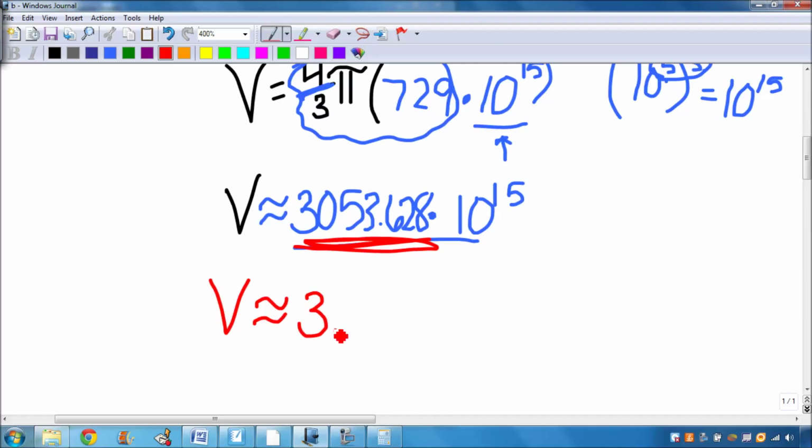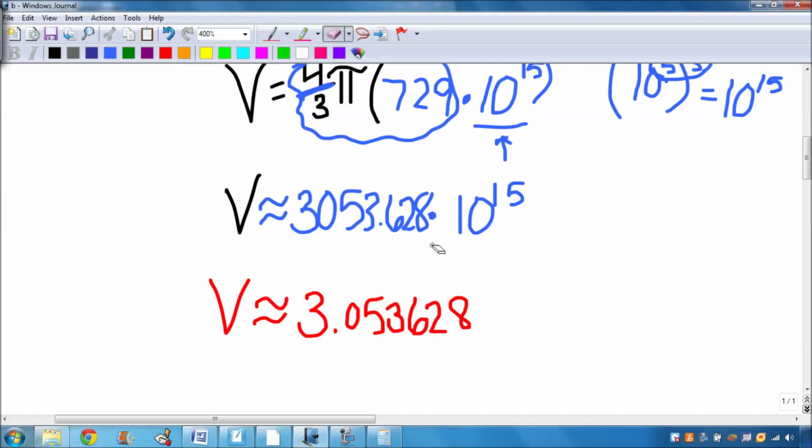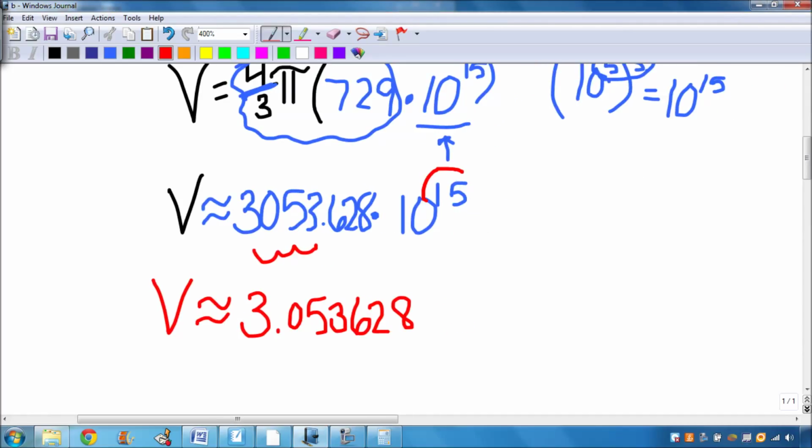So now it's 3.053628, right? And if the decimal place moved over 3 times here, then that means that this number has to increase. If this goes down, then this should go up because it's a balance.